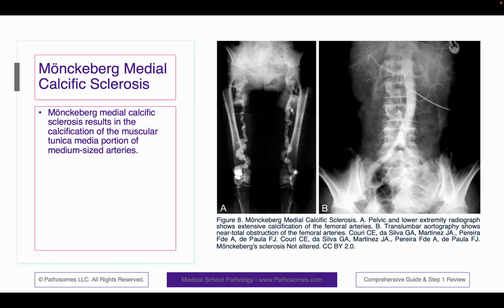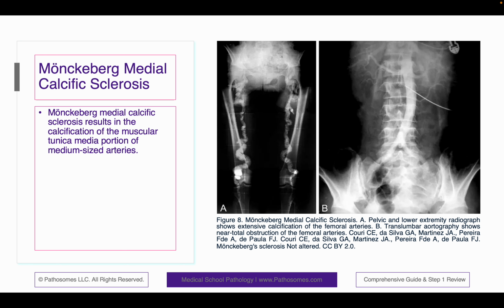Now let's talk a bit about Monckeberg Medial Calcific Sclerosis. I know the future radiologists are out there just giggling because this is such a classical image from radiology. You can clearly see that Monckeberg Medial Calcific Sclerosis can affect various vessels, right?